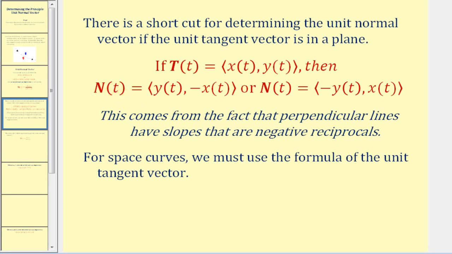Now the reason why this shortcut exists is, remember in algebra that if we have one line that has a slope of 2/3, if the second line is perpendicular to a line with slope 2/3, the slope would be the negative reciprocal of 2/3, or negative 3/2. So you can think of the numerator as the y component and the denominator of the slope as the x component. So if we switch them and then change the sign of one of them, the vectors would be perpendicular or orthogonal. Let's go and take a look at a couple of examples.